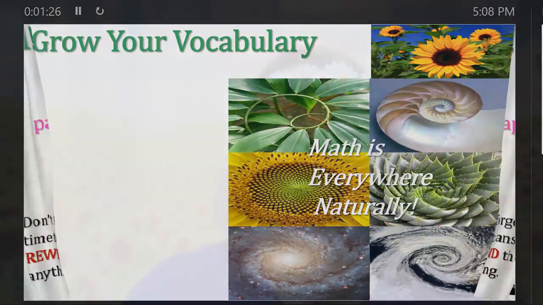Okay, so before we do our vocabulary, I'm Miss G, and we always like to start our lessons off by doing some deep breathing exercises. So let's go ahead and breathe in and out 3 times.